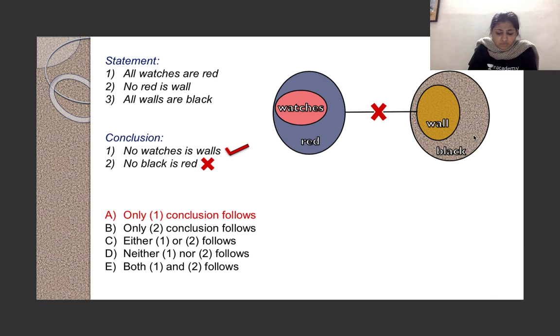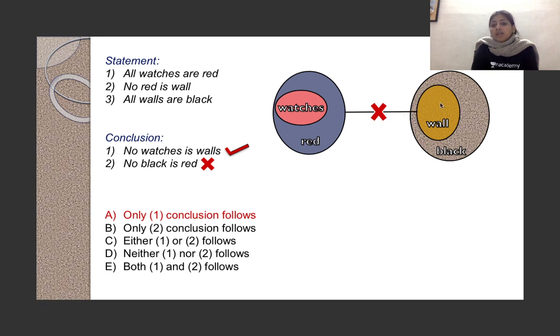In all black, there should be all white. Huh? There is no white here. Still, it's not making sense. If we consider all black are red, so in all black, there should be walls, which we can't do as red and walls can't be related. Red and walls are related by 100% negative relation. No red is wall. No red is wall.